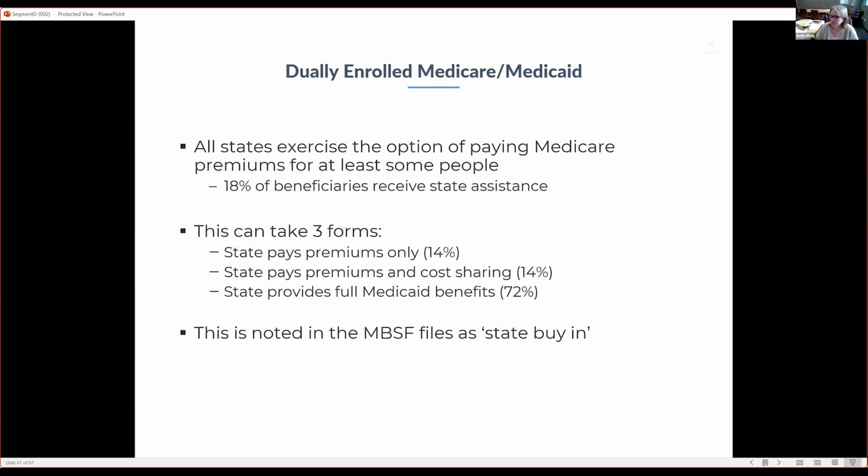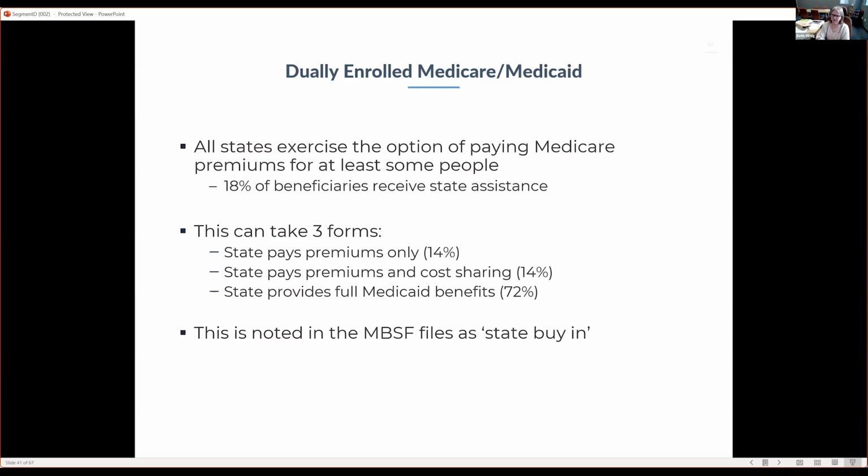For another 14%, they pay premiums plus cost sharing. They pay the copays and the deductibles. And for 72%, the state provides full Medicaid benefits. So the reason the states go this route is because it is cheaper for the state to say, we'll help you get your Medicare, and then we'll pay for the additional services you need. That costs the state less than saying, we're going to opt out of Medicare and have Medicaid cover everything.